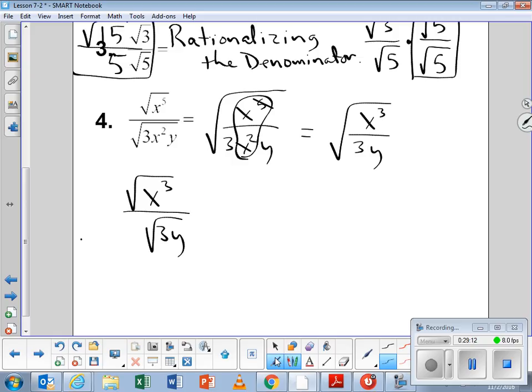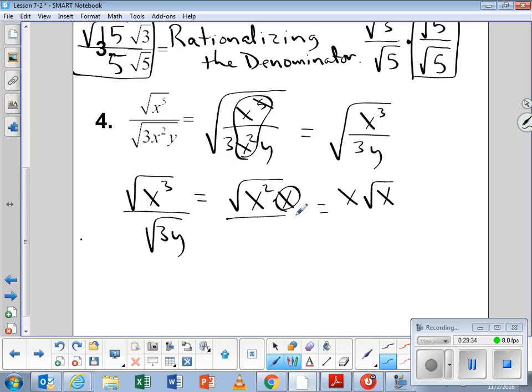This reduces because this is really the square root of x squared times x, right? And what's the square root of x squared? x. And the lone x is still left inside the radical. Okay? We'll leave that there.